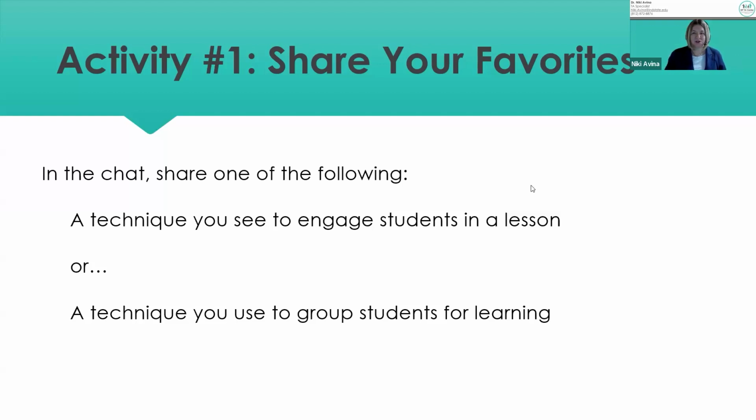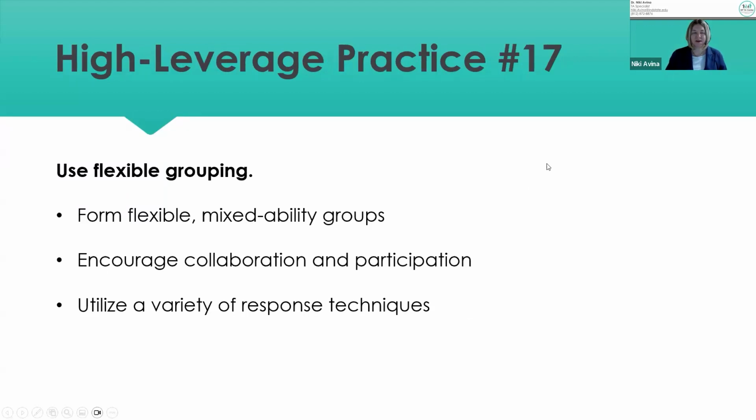But we are going to jump into high leverage practice number 17, and the practice itself is use flexible grouping. That means we want to form flexible groups that are mixed ability, so students of all different ability and skill levels throughout. We also want to encourage collaboration and participation, and we can do that by grouping students by interest sometimes, to make sure that they have other things in common other than their strengths or struggles with content. And finally, we want to utilize a variety of response techniques.